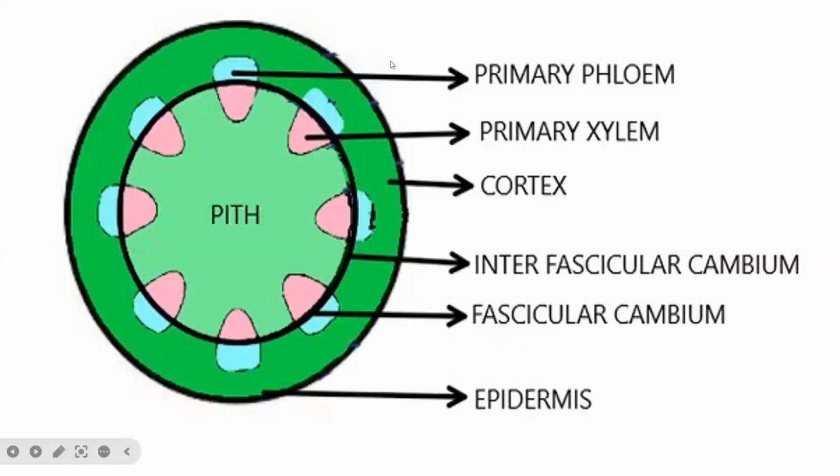Here, this is primary phloem and the pink one is xylem. This is cortex. Then we have interfascicular cambium and fascicular cambium. What are interfascicular cambium and fascicular cambium? Interfascicular is between the vascular tissues, between the xylem and phloem. This is interfascicular cambium, and if it is on the xylem and phloem, then it is called fascicular cambium. And then we have epidermis.